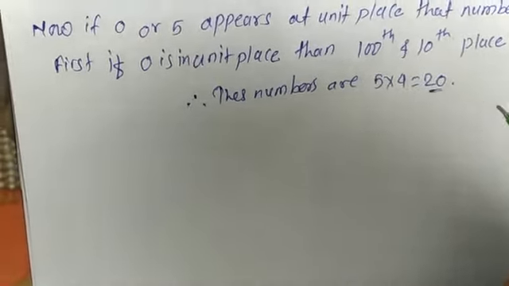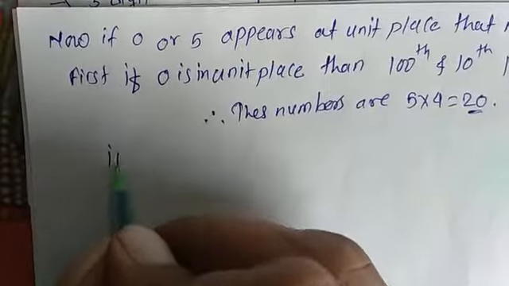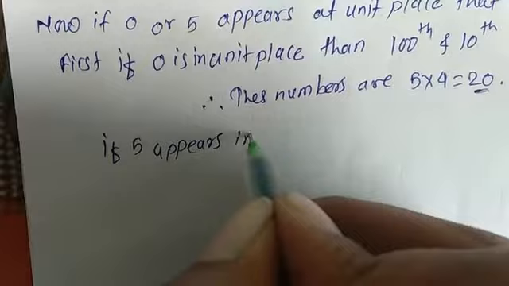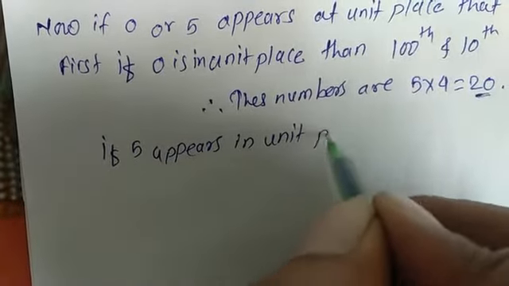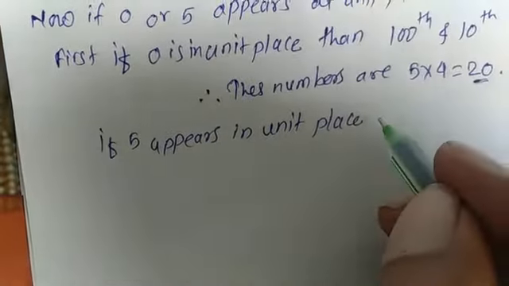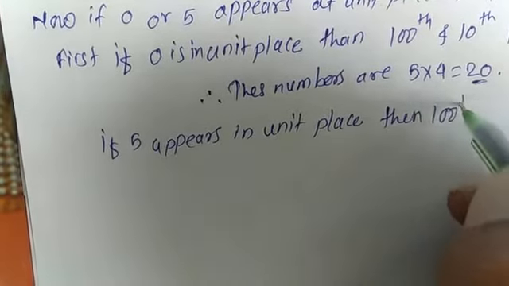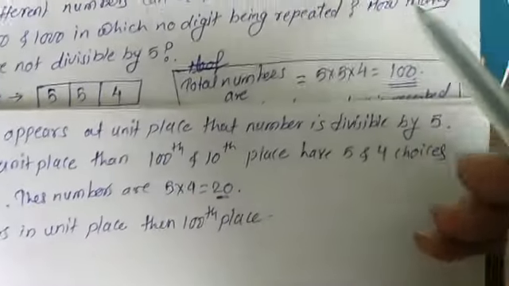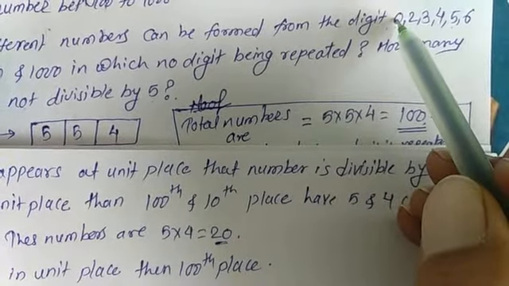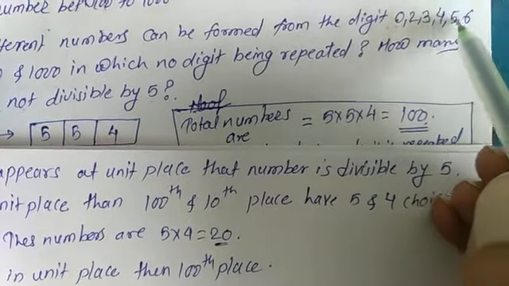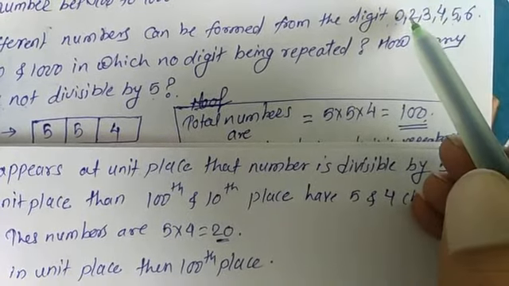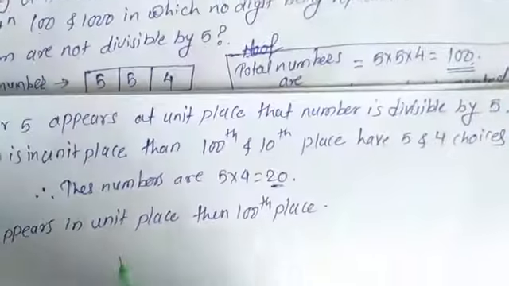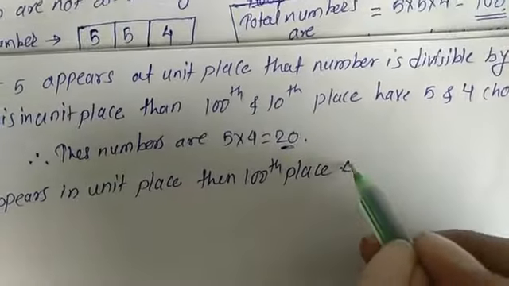Okay, and if 5 appears in the unit place, then for the 100th place there will be possibilities. Here 0 can't be taken at the 100th place, and 5 is at the unit place, so the number of possibilities at the 100th place will be 1, 2, 3 and 4. That means here there will be 4 choices.